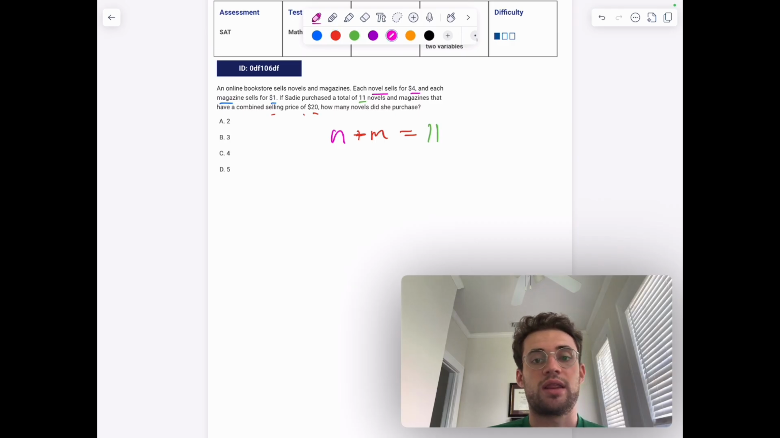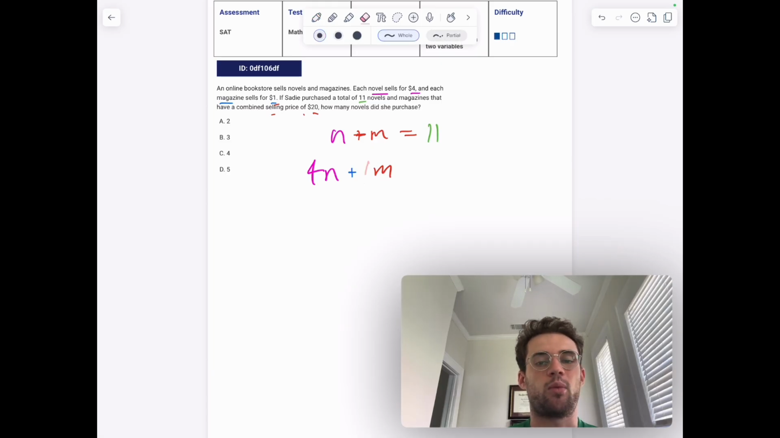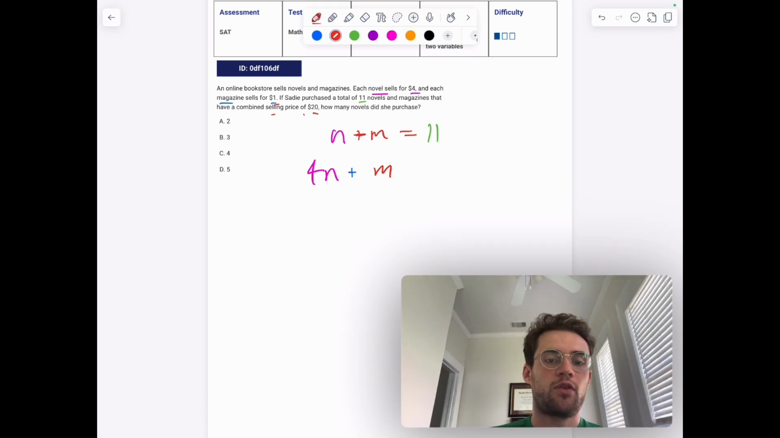Well, if you wanted to find the selling price of all the novels, that's the number of novels, n, times the price per novel, so times 4. 4 times n is the price for all of those novels that were bought. And then 1 times m will be the price per magazine times the number of magazines, which you can just write as m. So 4n plus m will account for the prices as well, and that adds up to $20. All right, so we've got these two equations. How many novels did she purchase?